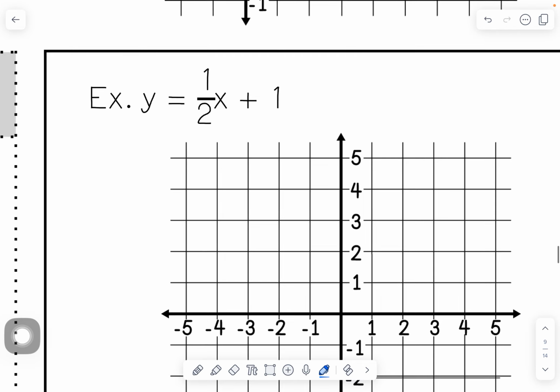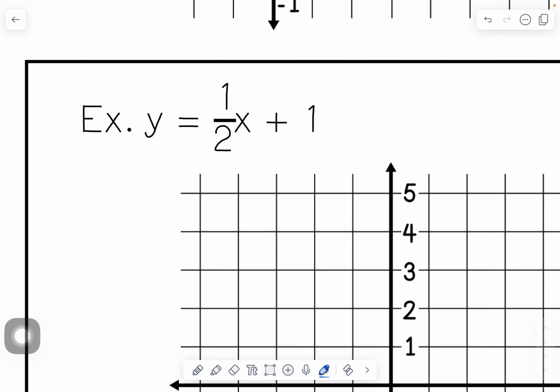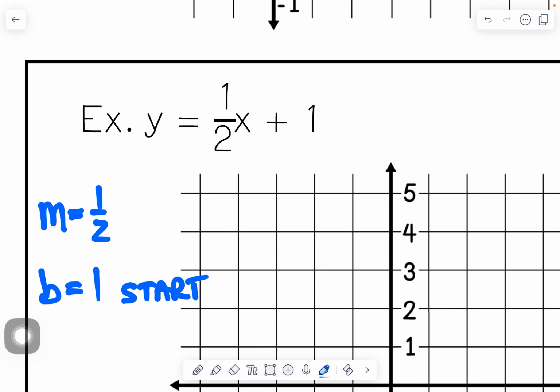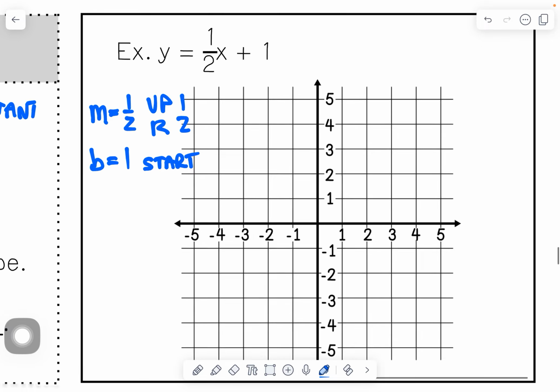Okay, so the first thing is to always identify m and b. I'm going to request that you actually write them. So m equals 1/2, b equals 1. All right, this is where I start. And then that's giving me directions for afterwards. I'm going to go up 1, and I'm going to go right 2. Okay, I like putting those directions down. I'll do that every time I do a problem for you.